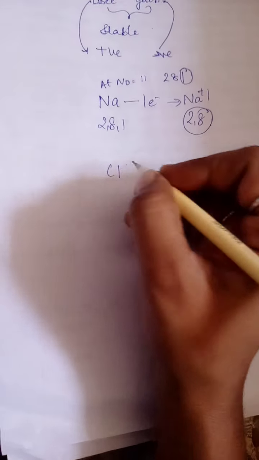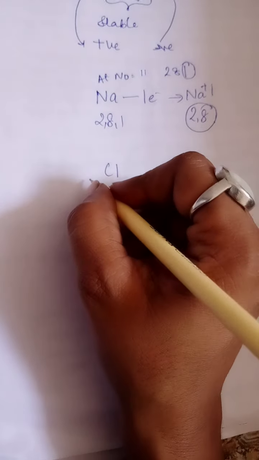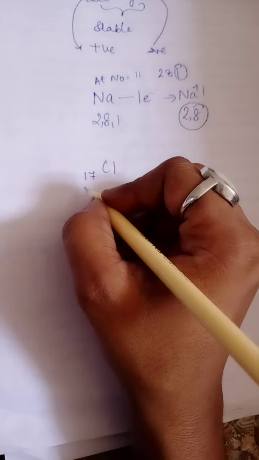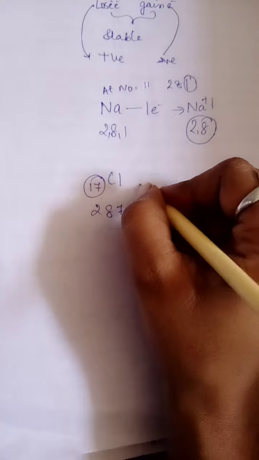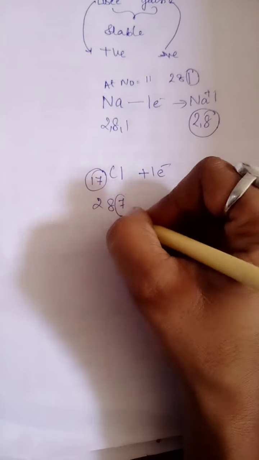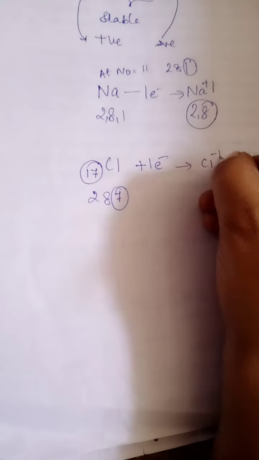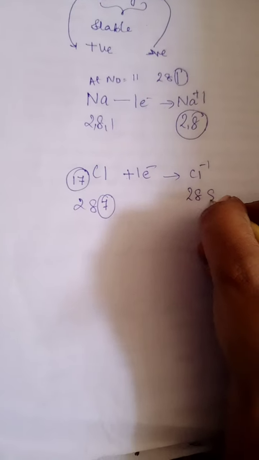Similarly, chlorine has atomic number 17. The electronic configuration is 2, 8, 7. It will tend to gain 1 electron to complete this octet, hence Cl-1 charge. The new electronic configuration is 2, 8, 8. Are you getting? Okay.